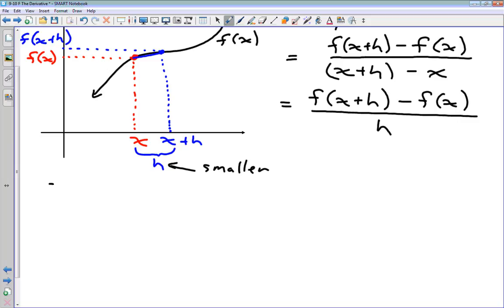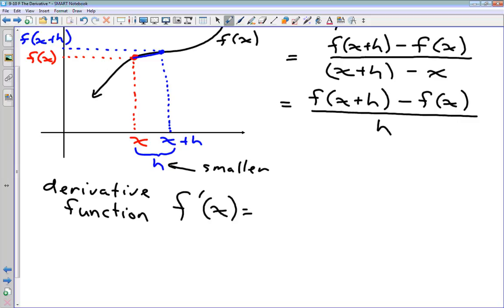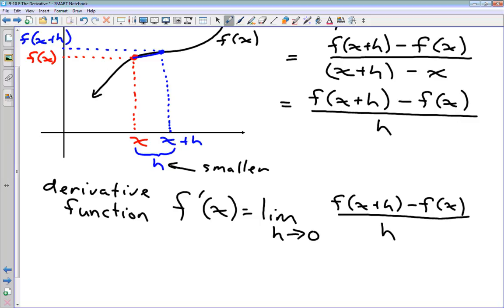So our derivative function, I'm going to call this f primed at x, is going to be the limit as h goes to 0. So as we make h smaller and smaller, we're taking the limit of the slopes of our secants, which are given by this expression that we just came up with: f at x plus h minus f at x all over h. And I'm going to put a red box around this.